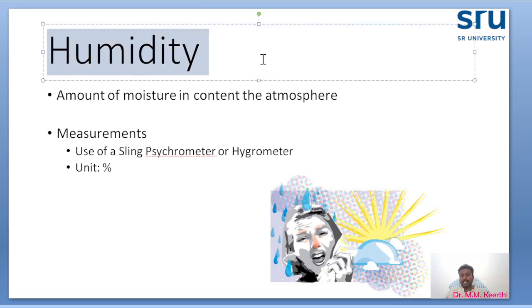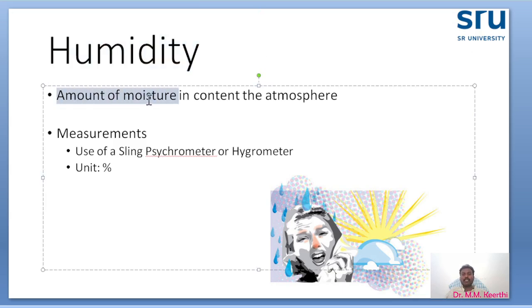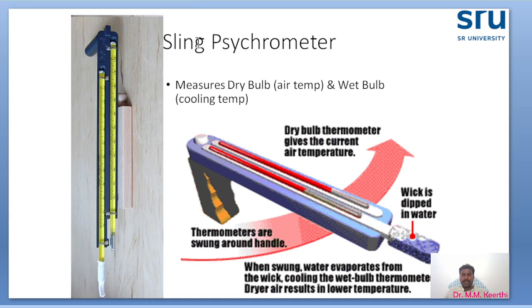Next one is humidity. Humidity is nothing but the amount of moisture content in the atmosphere. How much moisture is present in the atmosphere? That is called humidity. There are two instruments we are using for measurement of humidity. Indoors we can use the sling hygrometer. Outside we can use the hygrometer. The unit is percentage.